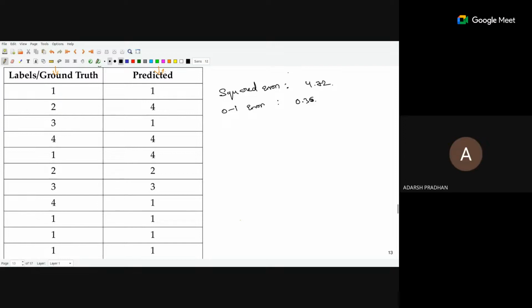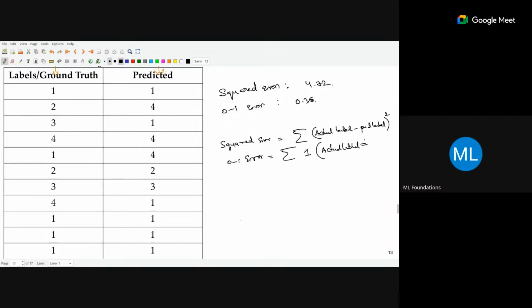Okay, sir. Okay. I'll give you 2 more minutes, or if needed, I will give more. Those who don't know the difference, see, this is the thing I want. Squared error is basically the summation of actual label minus predicted label whole square, and 0 1 error will be the summation of the indicator of actual label not equal to predicted.